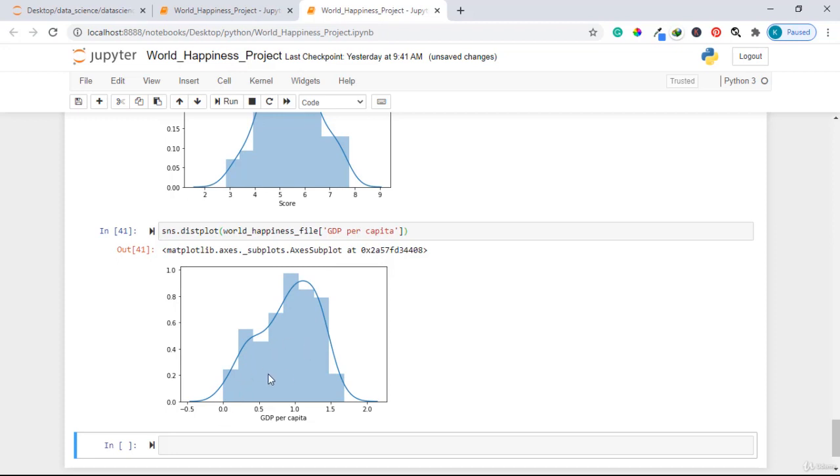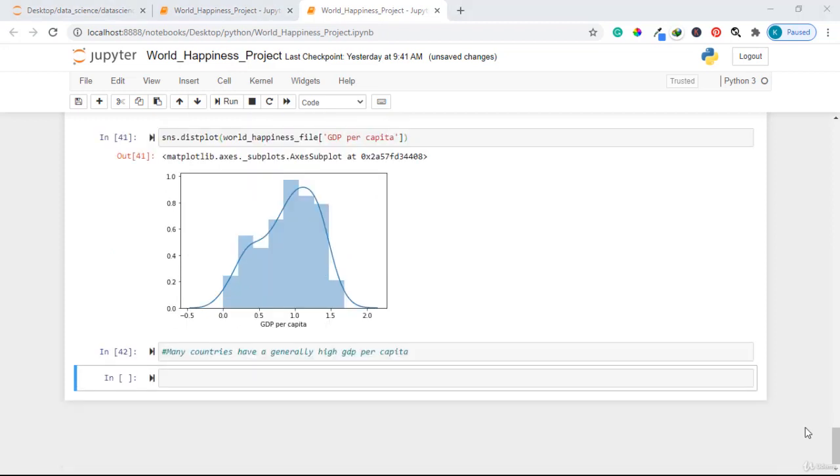By this, it means that the conclusion you can make from here is that in the world we have more countries that have generally high GDP per capita. More countries fall on this other side, which means we have many countries that have generally high GDP per capita in the world. The next one that I'm going to plot here is the distribution graph for perception of corruption.